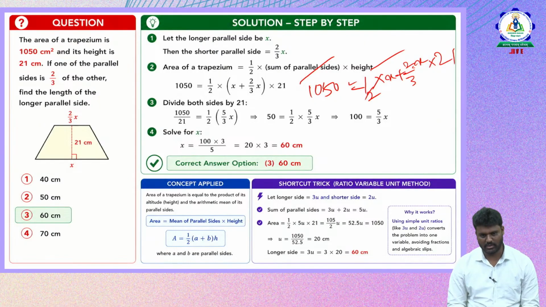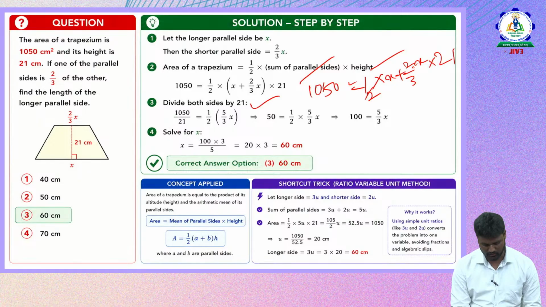Now divide both sides. In order to identify the x value, let us simplify this. Divide by 21: 1050 by 21 is equal to 1 by 2 into x plus 2 by 3x. That is 3x plus 2x, 5x, so 5x by 3. Simplifying, 21 twenties are 1050, so 50 is equal to 1 by 2 into 5x by 3.